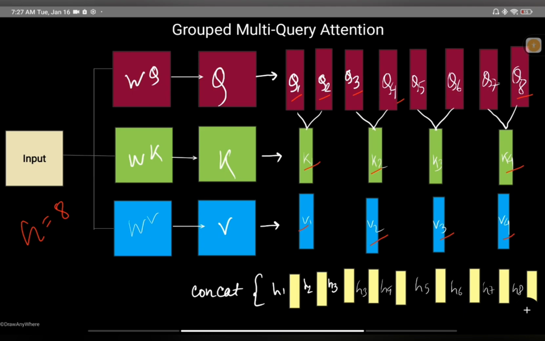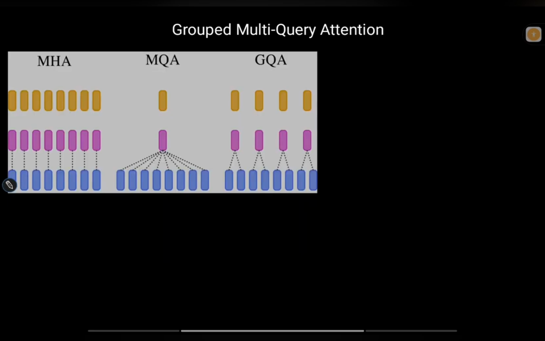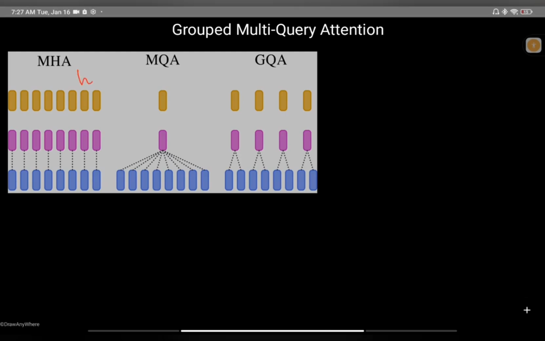Instead of having K equals 1 and V equals 1, we group the query matrices to different K matrices and different value matrices. Grouped query attention is a mixture of multi-head attention and multi-query attention. Here H is the same for query, K and V, but in multi-query attention the K and V count is equal to 1. Here we group different query matrices to one K matrix, and then we have the corresponding V matrices. When the number of groups equals the number of heads, grouped query attention becomes multi-head attention. But when the group equals 1, grouped query attention becomes multi-query attention.